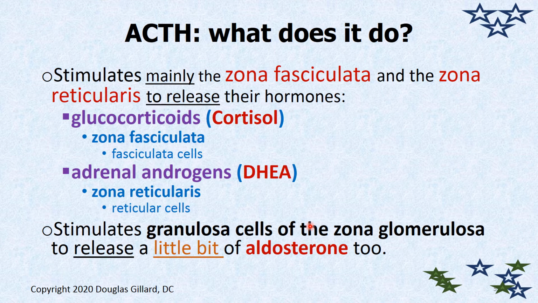So if it stimulates those zones, what comes out of those zones? Out of the zona fasciculata, we have cortisol via fasciculata cells. Out of the zona reticularis, via reticular cells, we have DHEA. Some authors, I've noticed as I've been doing more reading on this, also just call it androstenedione. So you may see that, or you may see DHEA. That's about it for that one.